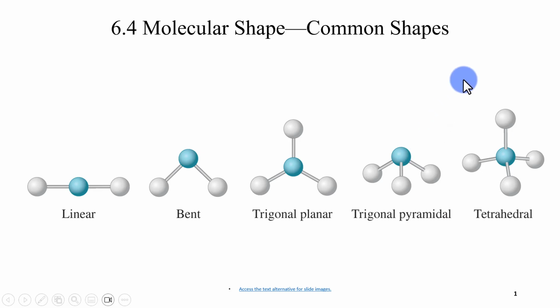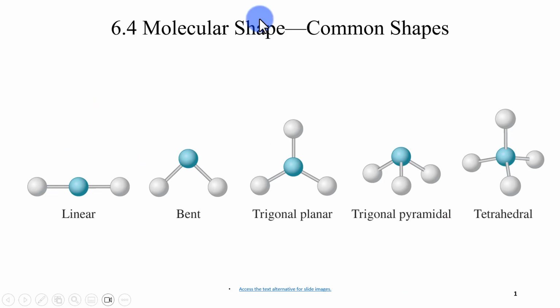In this section of Chapter 6, we will discuss molecular shape. Molecular shape is important, as we will see, because it gives rise to differences in the way the atoms are arranged, and it gives rise to different polarities in the bonds, polarities in the molecule, and that has implications on intermolecular forces and many other things. We'll get there, we'll discuss them.